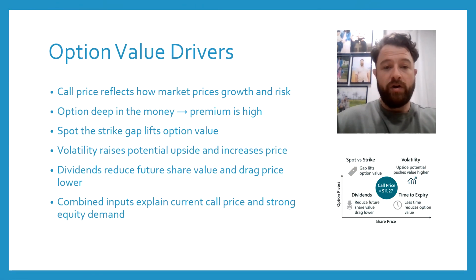Option value drivers. This result signals how the market prices growth and risk. Because the option is already deep in the money, the premium is high. It reflects both the distance between the current share price and the strike, and how volatility and dividends shape value. Volatility increases potential upside, pushing the price higher, while dividends reduce future share value, pulling it down. Together, these inputs explain why the call price sits at this level and why investors value the equity so strongly.